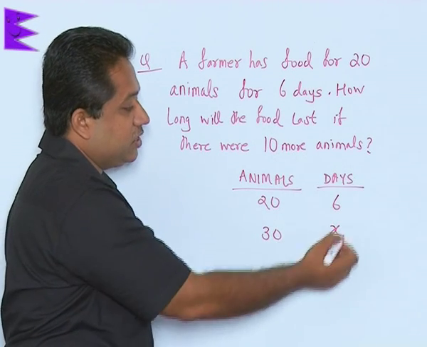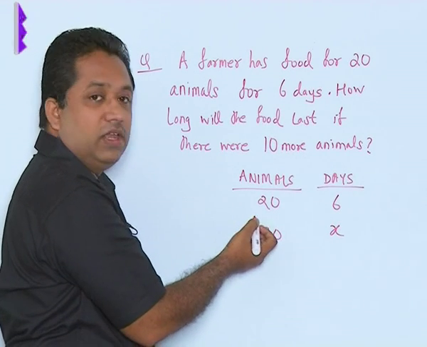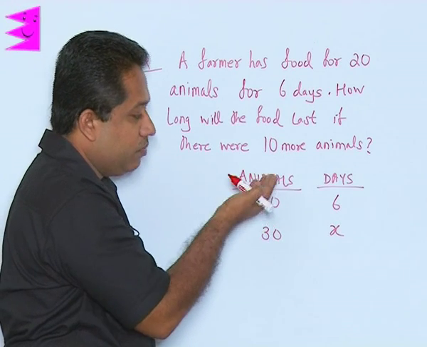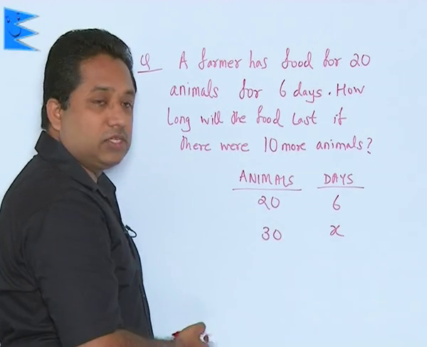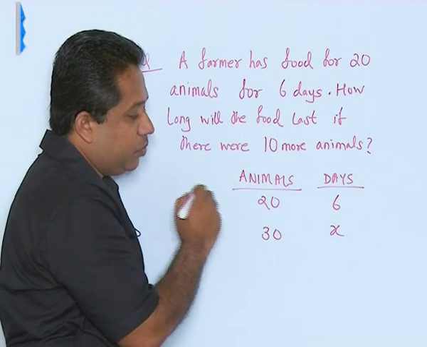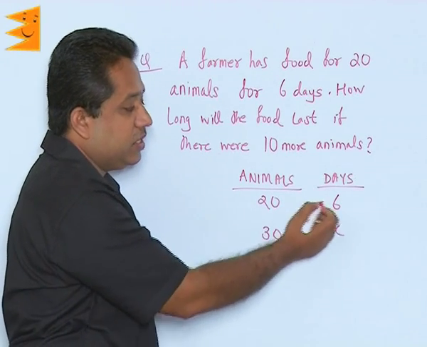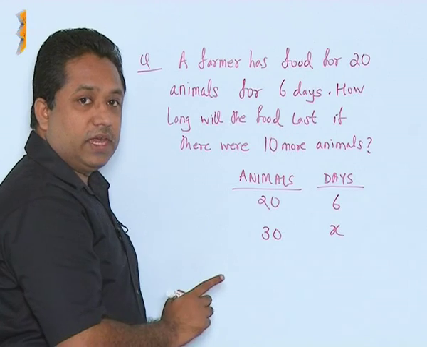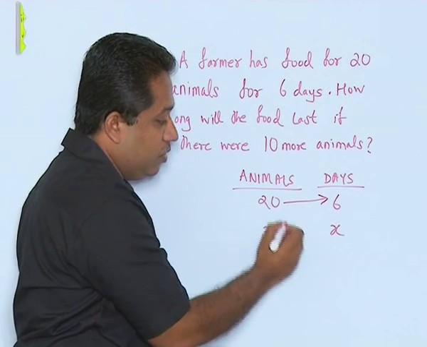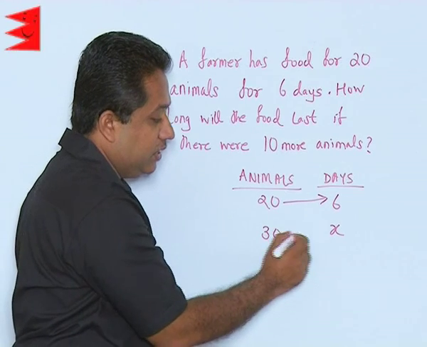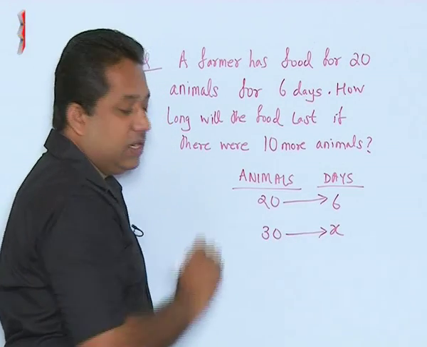Now, as we discussed just now, this is a question of inverse proportion, because when the number of animals increases, the food will get over fast. So, in direct proportion, we did the cross multiplication. Here, we will not attempt that. Here, we will have to multiply straight. That means, you are going to multiply 20 and 6 with 30 and x.